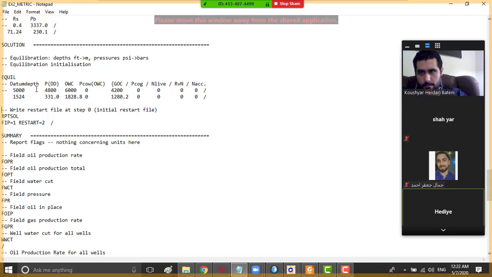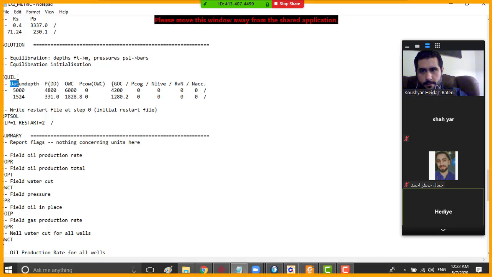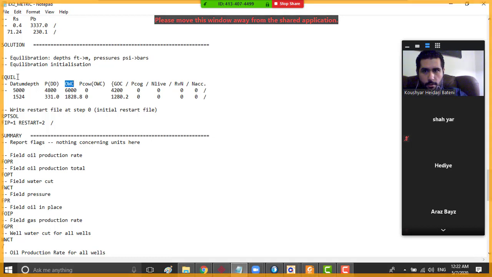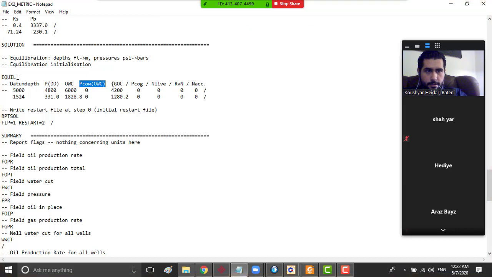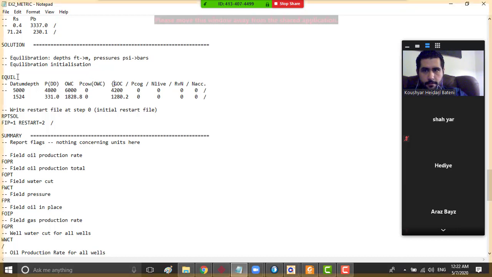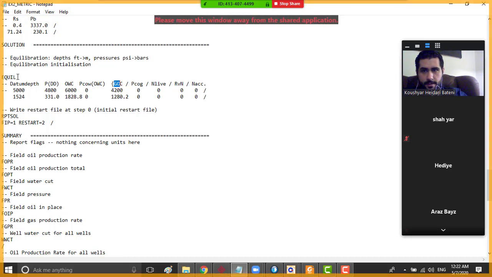The first column in this equilibrium keyword is the datum depth itself. The second column is the pressure at the datum depth. The third column is the depth of the oil-water contact. The fourth column is the capillary pressure between oil and water.